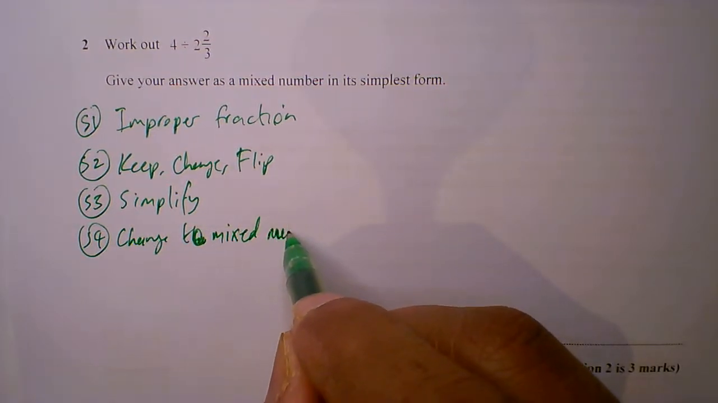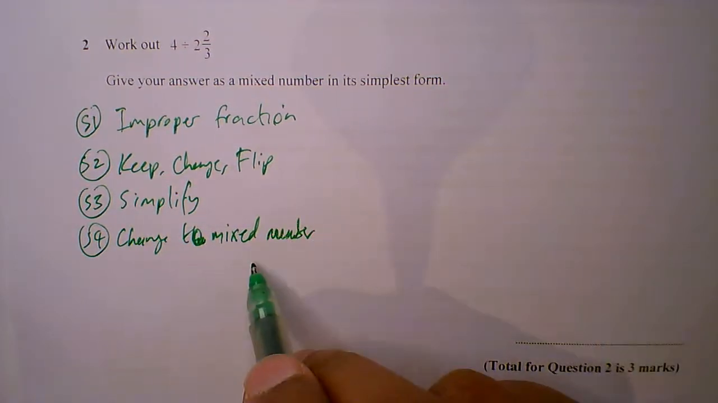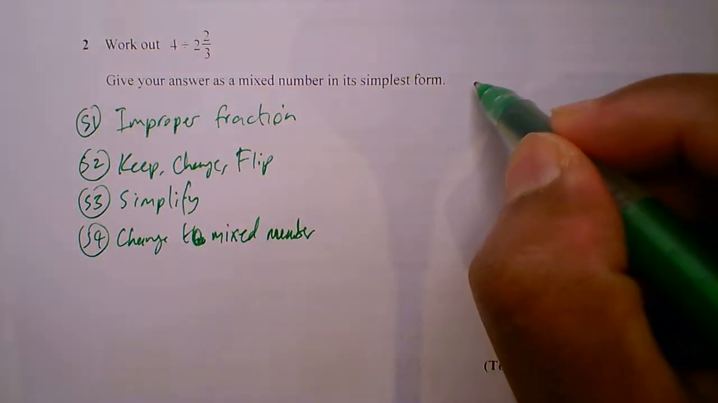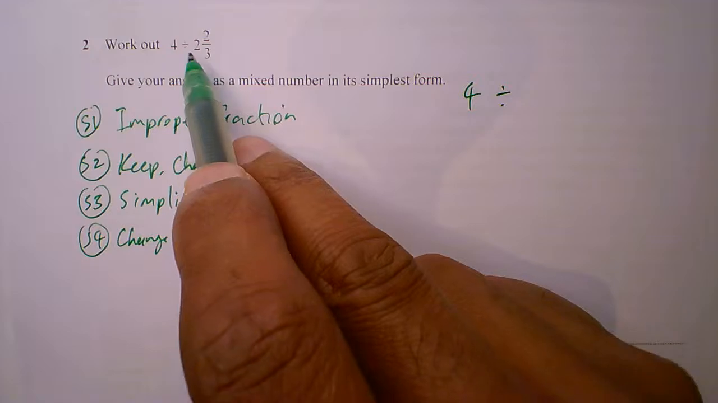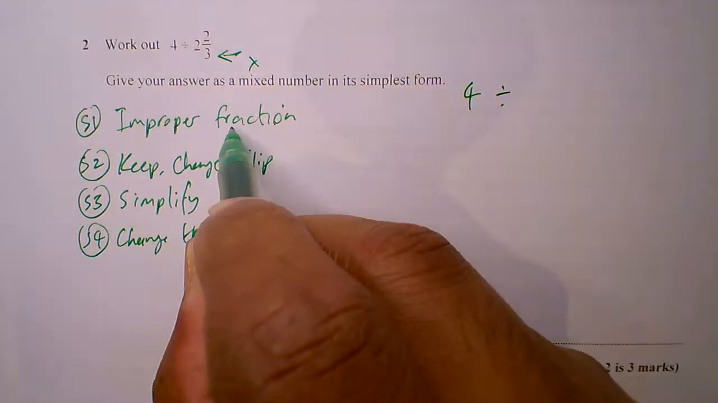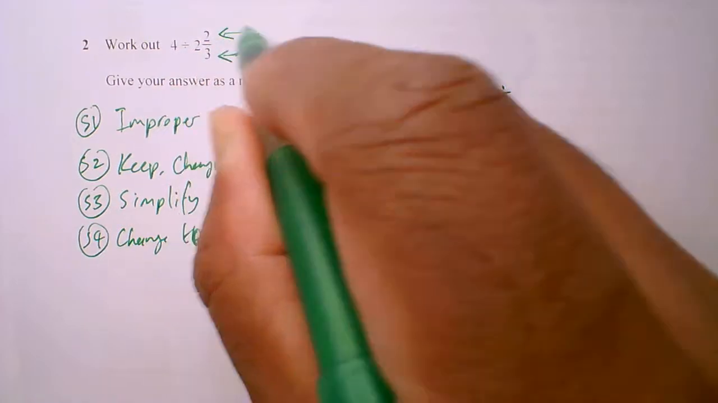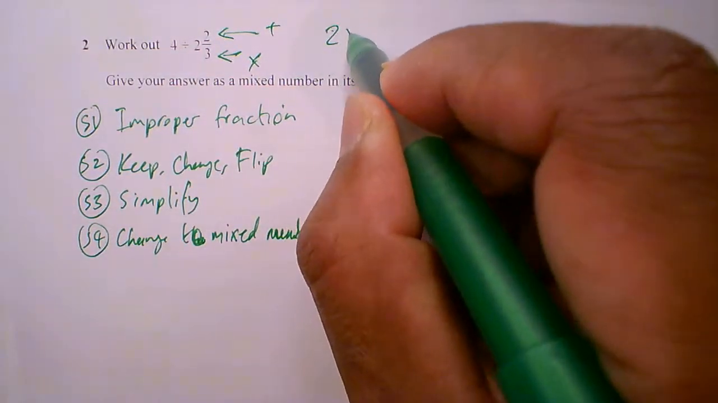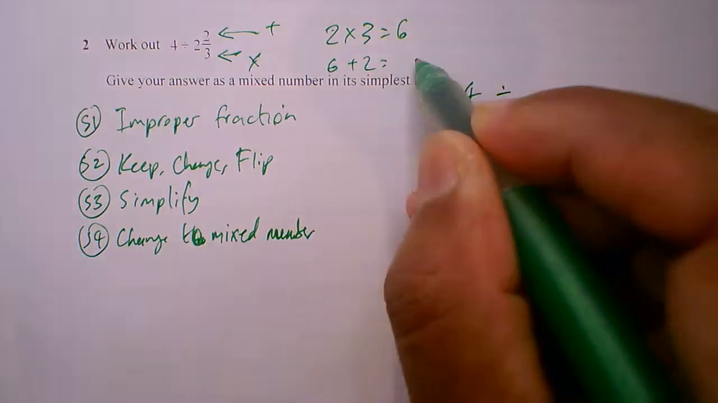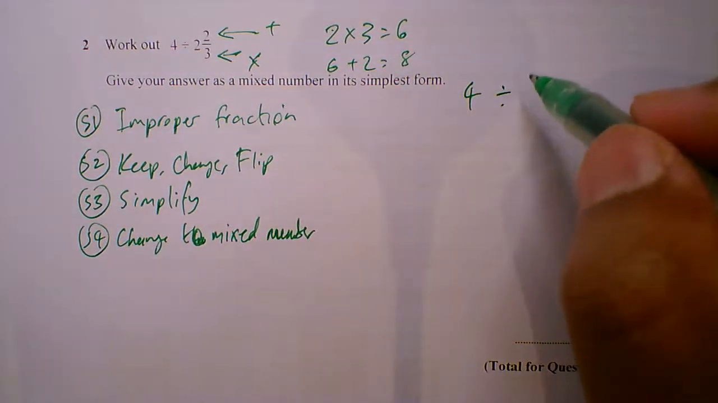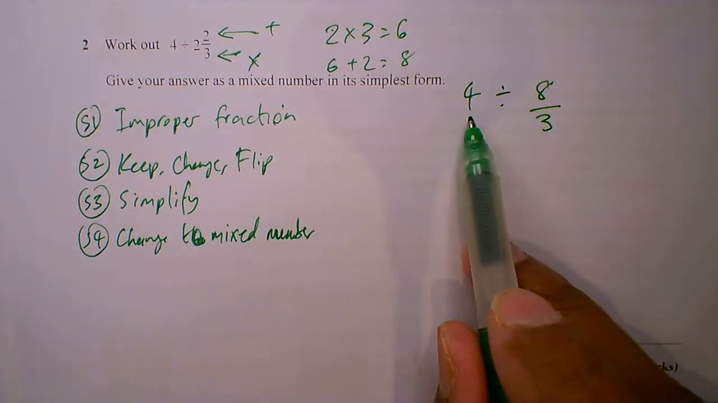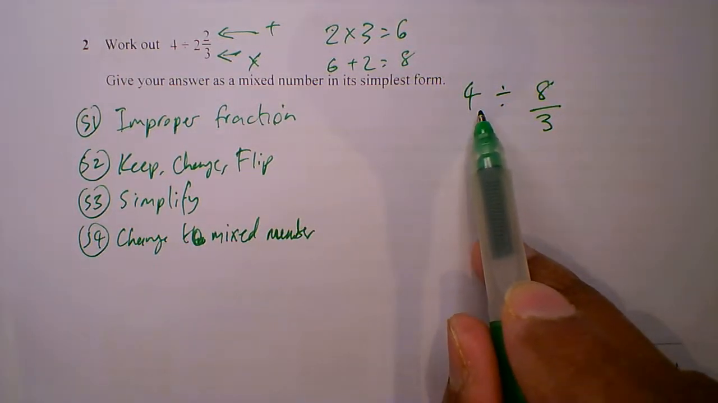Sometimes people prefer changing it to a mixed number, then going back to simplifying. So 4 stays as it is. Divide by 2 and 2/3. So the denominator we multiply and the numerator we add. So we're going to do 2 times 3 equals 6. 6 plus 2 gives me 8. So this now becomes 8/3.